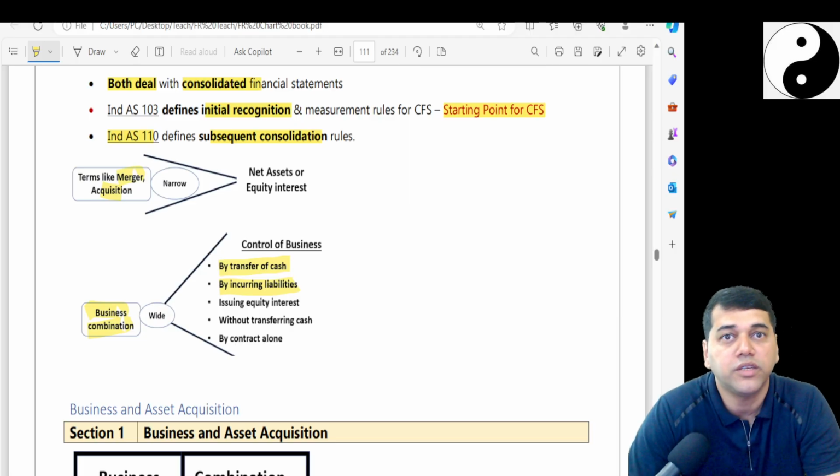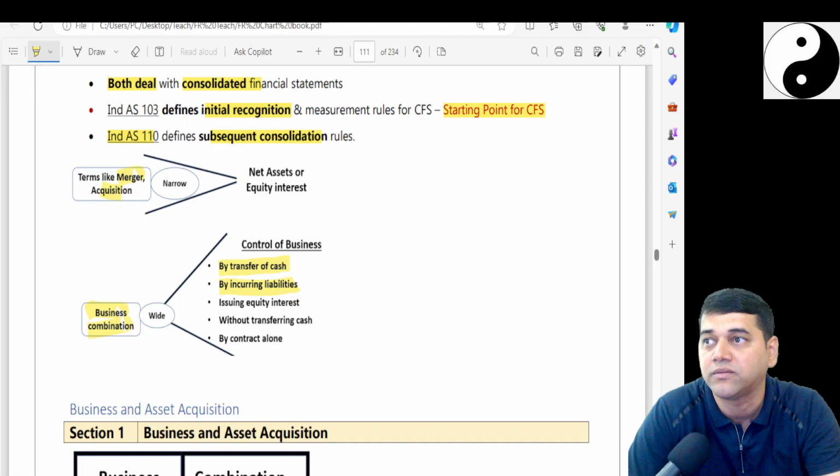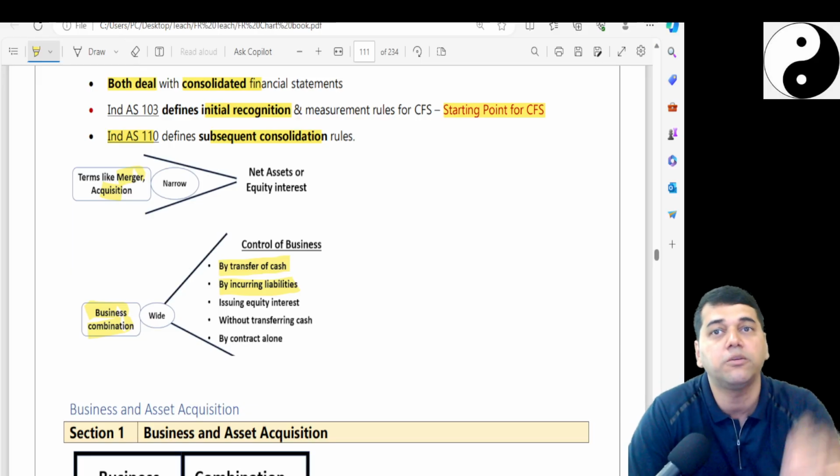So there is a business combination. That means, what is the purchase consideration you paid? You took over somebody's liability. That itself is your purchase consideration. It was not given to you, it was given to a third party.